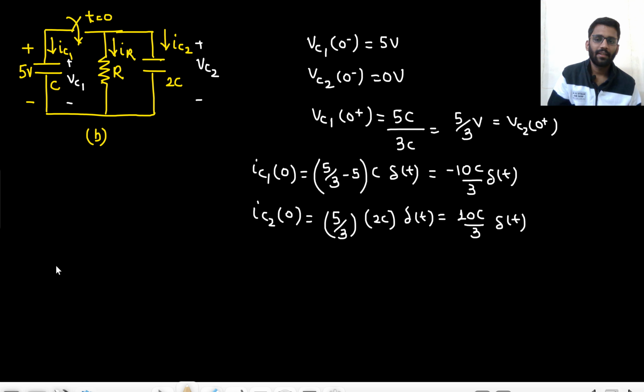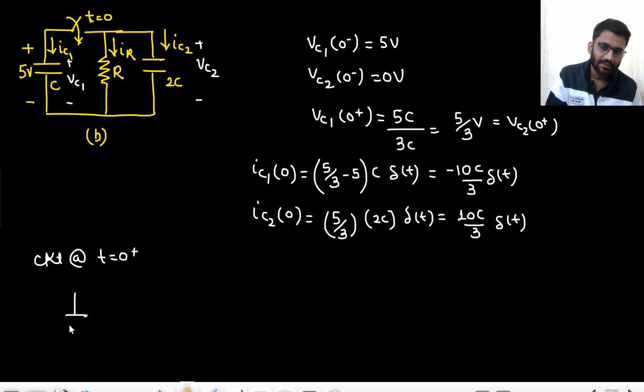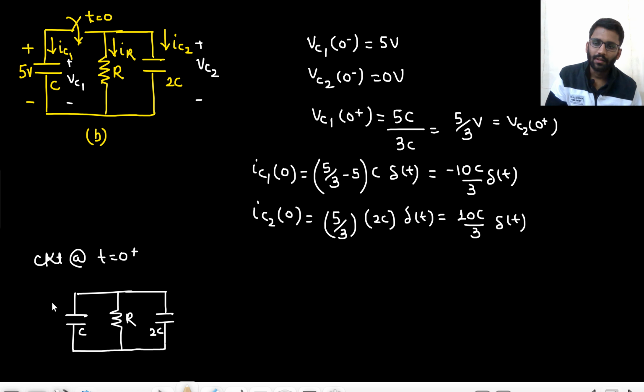Now see the circuit at t equals to 0 plus. This is a similar kind of circuit, nothing different is there. So there is a high chance that you can solve it on your own. This is R, this is C, this is 2C, and here I am having 5 by 3 volt, and here also I am having 5 by 3 volt.